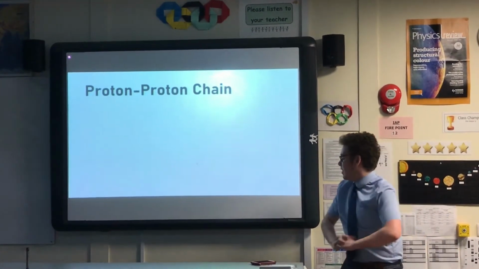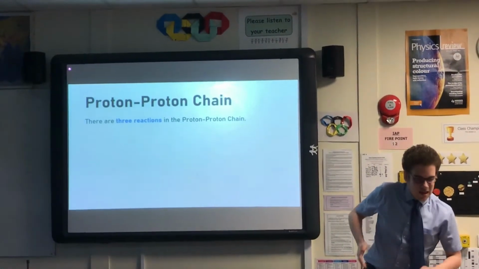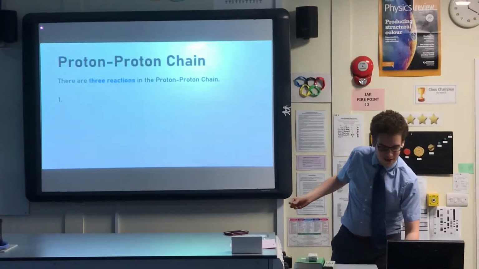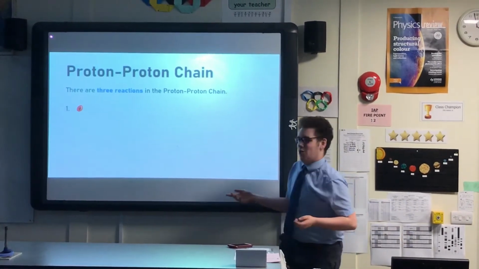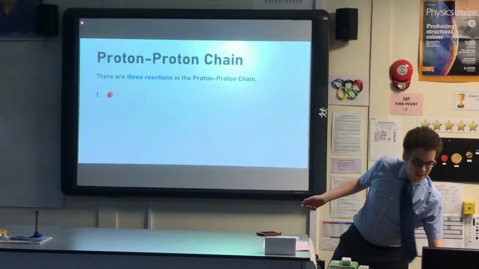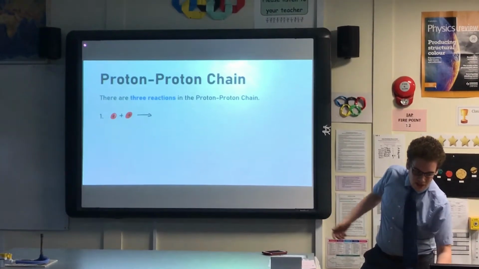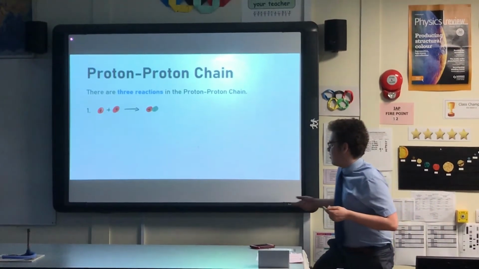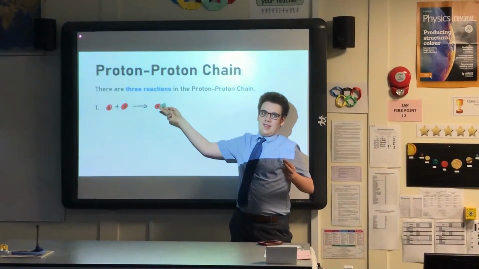So, more in depth on each chain. Let's start off with the proton-proton chain. There are three reactions in the proton-proton chain. The first one is this. We start off with a proton, or in this case, a hydrogen nucleus, and it smashes against another hydrogen nucleus. And this results in the formation of deuterium. So we have a proton here, and we also have a neutron.